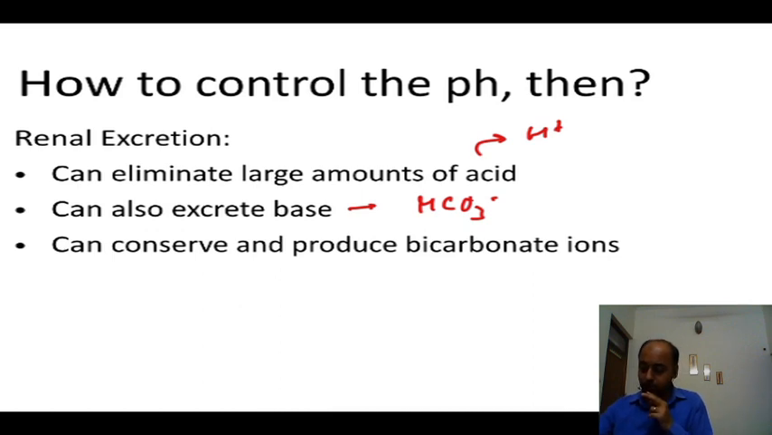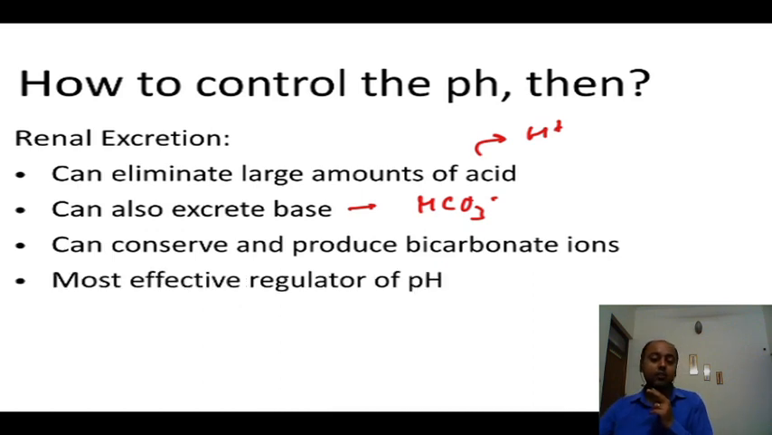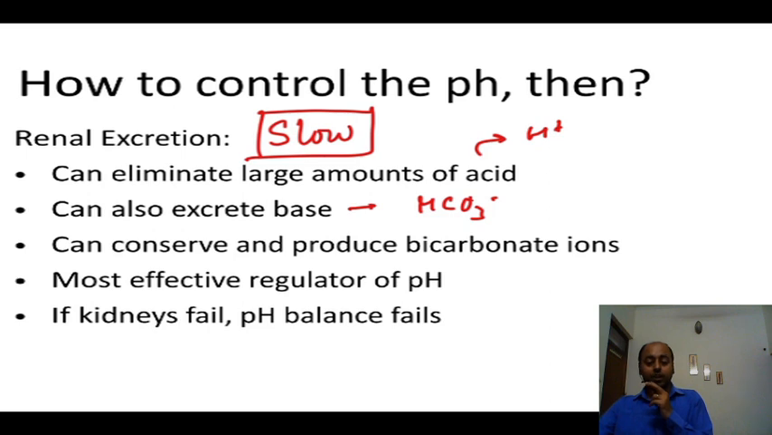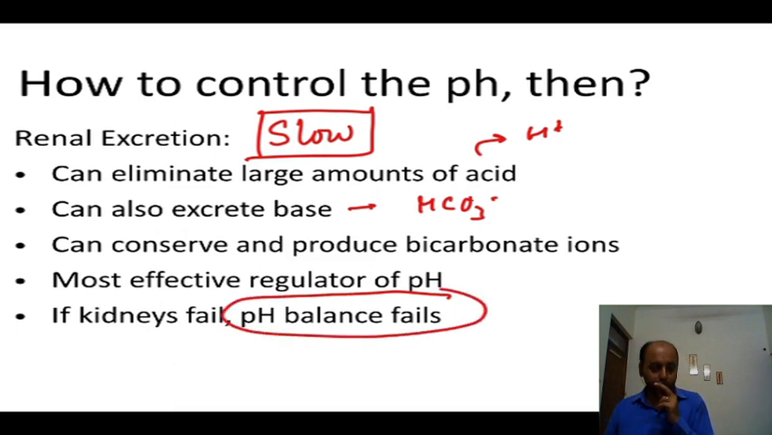one by one. I'm just listing how they are functioning, and they are one of the most important and effective regulators of pH. However, this renal excretion system is somewhat slow acting. Remember, if there is kidney failure, there is likely to be failure of pH homeostasis, because the most effective regulation of pH is via the kidney. If the kidney is not working, you are very likely to see pH imbalance in the patient.